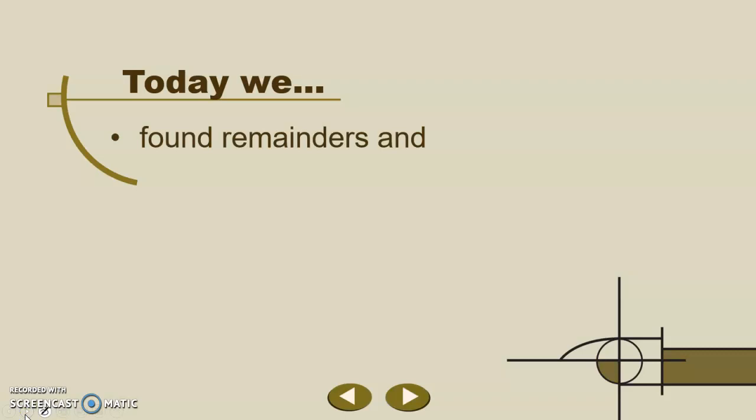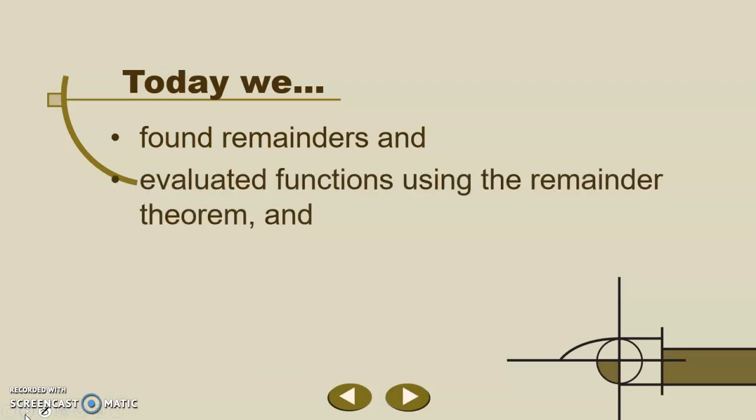All right, we did a lot of things today. We found remainders. We can find remainders by plugging in, or we can find remainders through division. That was our remainder theorem. We can evaluate functions using the remainder theorem. You can actually, instead of plugging and chugging a number, divide using synthetic division, and whatever your remainder is, that's the value of the function.